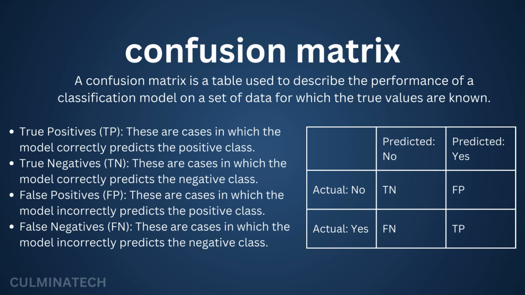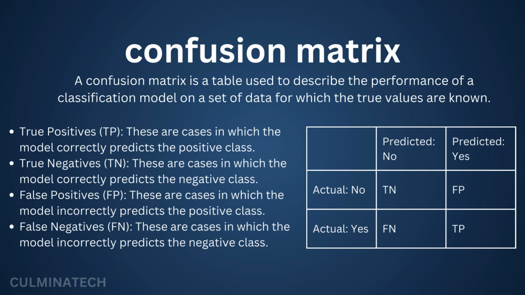Then we have false positives. These are the cases in which the model incorrectly predicts the positive class. This type of error is often called a type 1 error. For example, if the model incorrectly predicts that a healthy patient has a disease, these are false positives. Remember, it says the person has a disease. That's from the positive class, and it is false. You checked, and that was a healthy person.